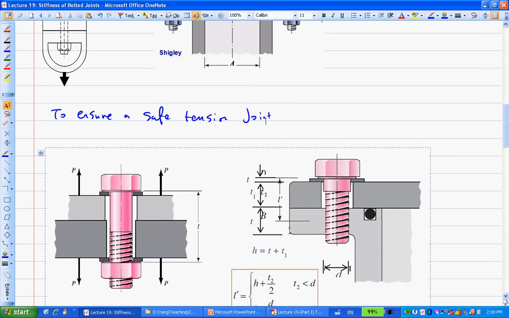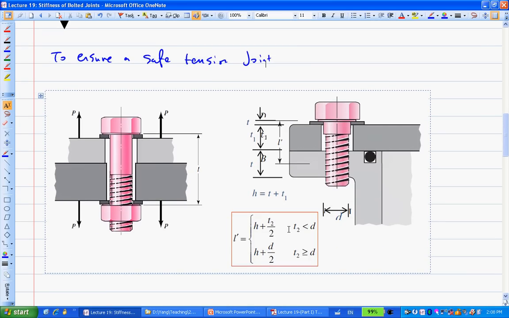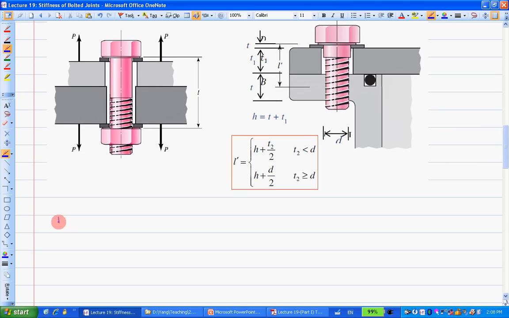So now the first point we have to make is, what's the stiffness of this bolted joint? When we talk about stiffness of bolted joints, we mean two things. One is, what's the stiffness of the bolt? What's the stiffness of the member? So basically, we need to deal with two things: stiffness of the bolt, and stiffness of the members.